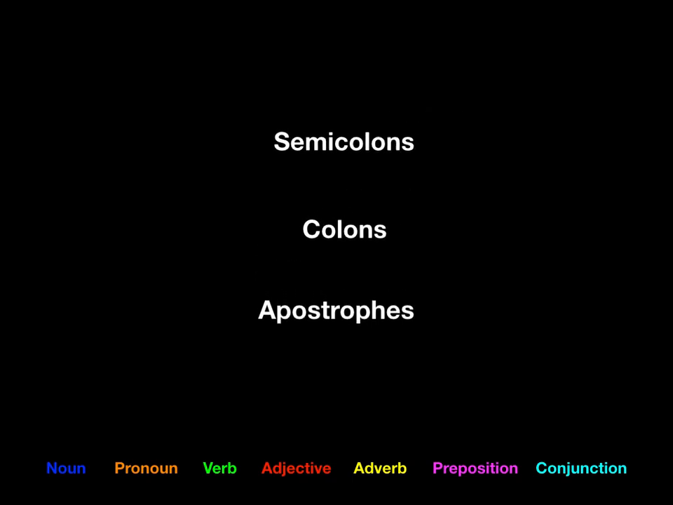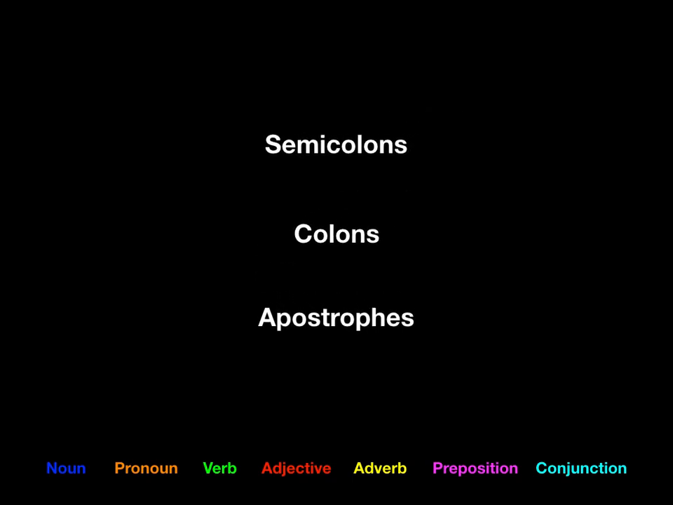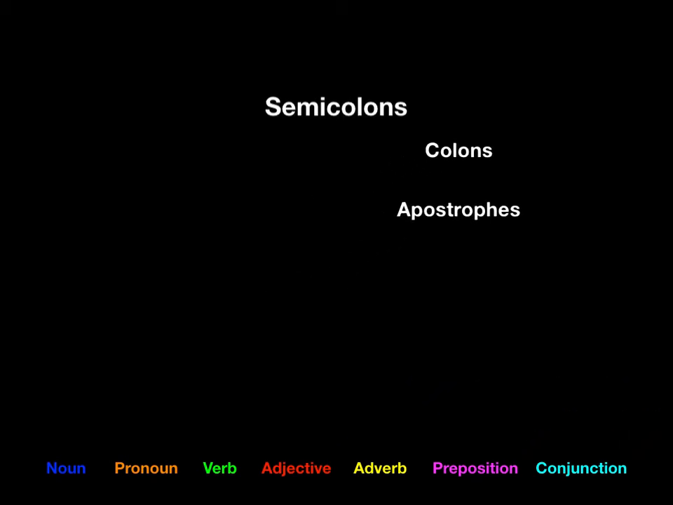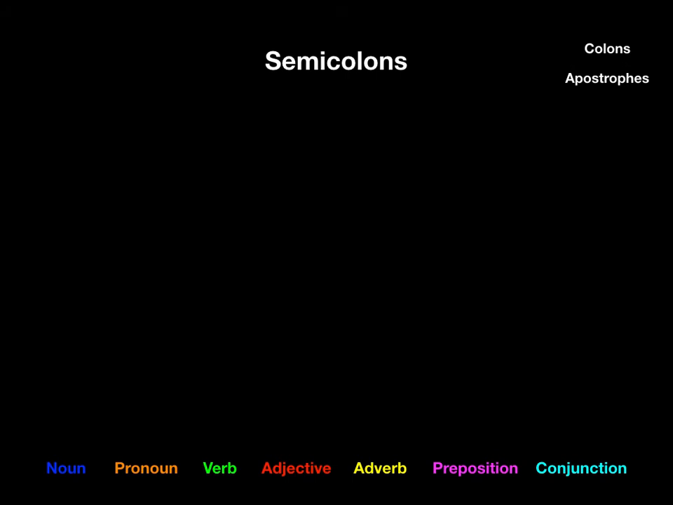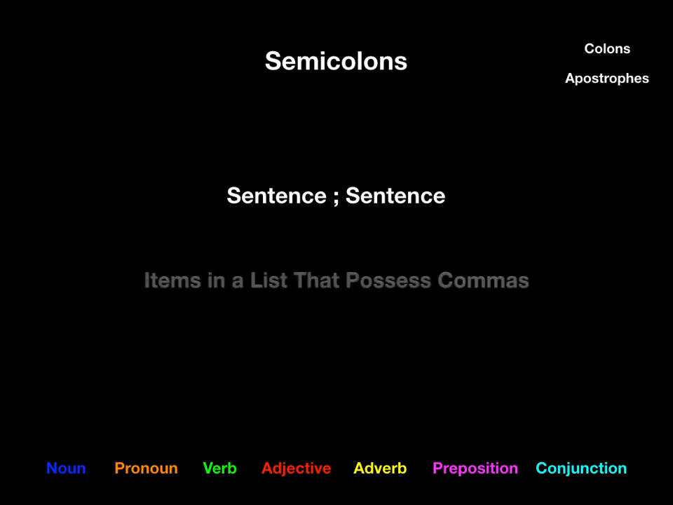Now that we have examined semicolons, colons, and apostrophes, let's quickly review what we have discussed before moving on to some example sentences. Semicolons are used to join two complete sentences. Semicolons can also be used when we have items in a list that already possess commas. The most common example of this will be city and state.